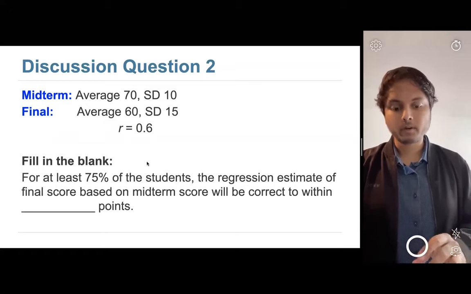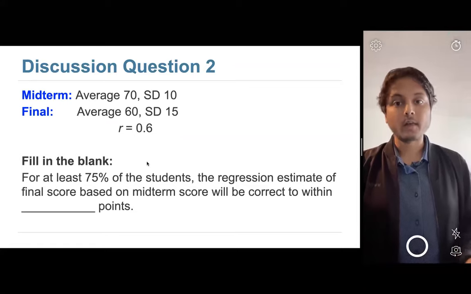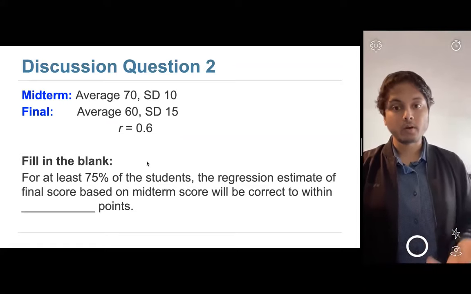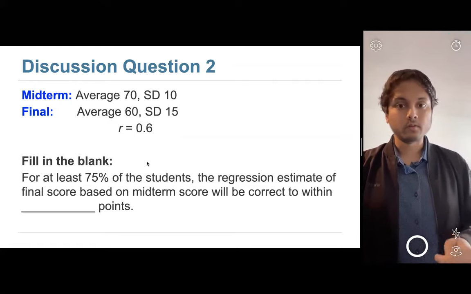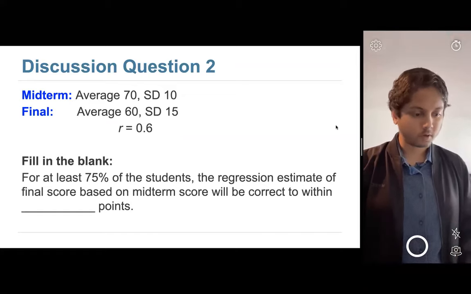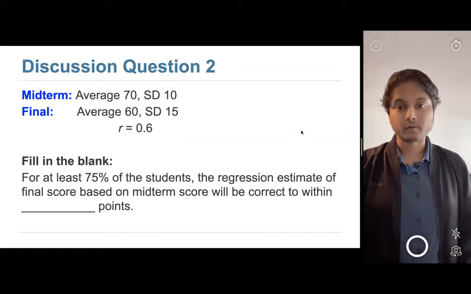So now that we know, we need to look for 2 SDs of the residual. And from the previous discussion question, we know that the SD of the residual is 12. So you just need to do 2 times 12. And so we get 24. So 2 people got the 24, and that's how you get to 24.